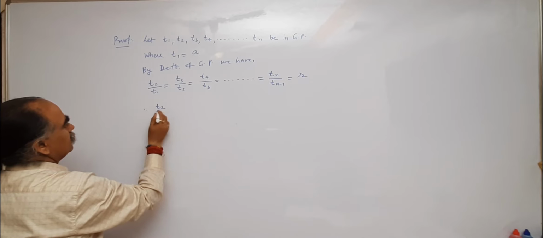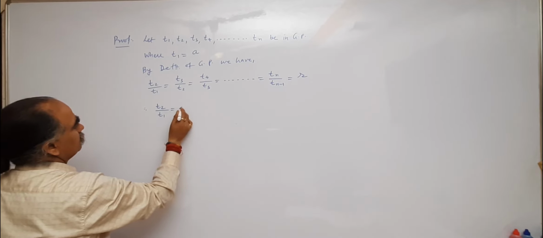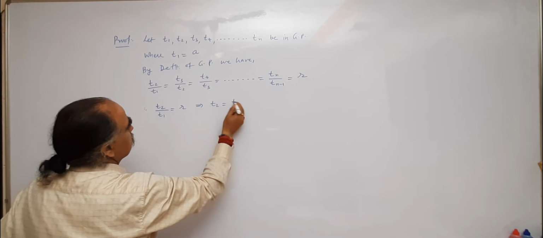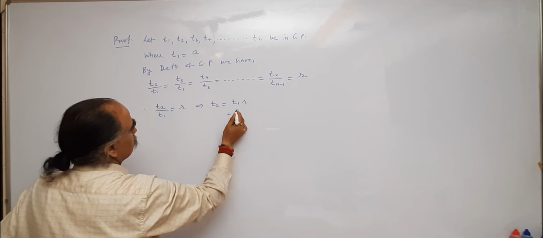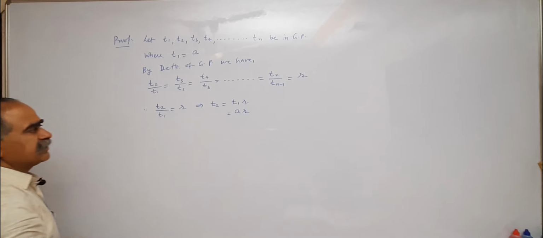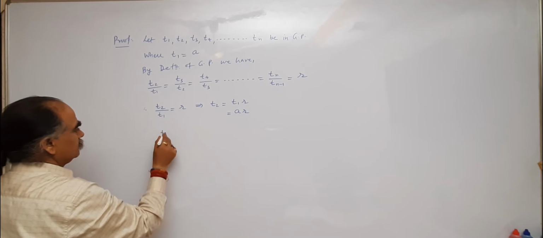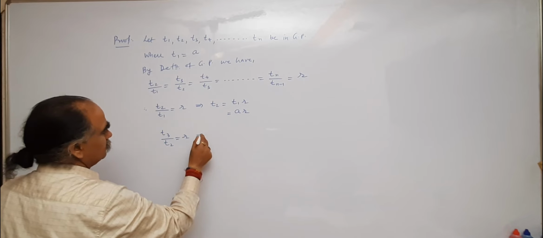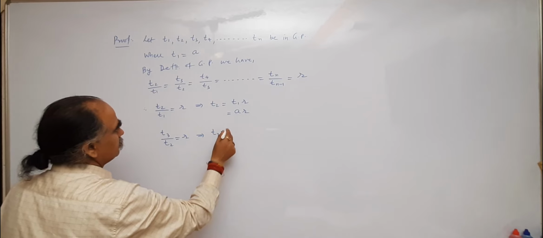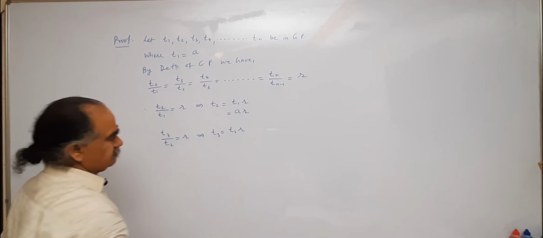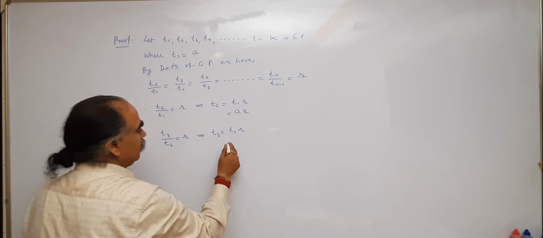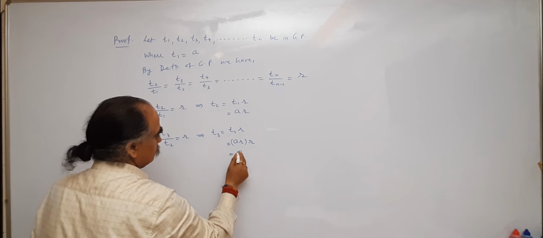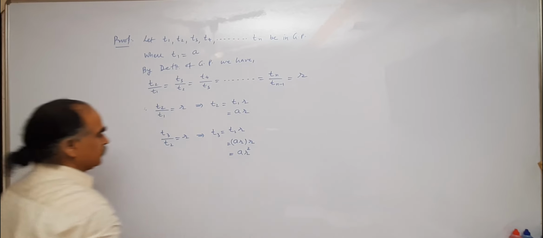Therefore, T2 upon T1 is equal to R. So this implies T2 is what? T1R, and T1 is A, so AR. T3 upon T2 is what? R. So this implies T3 is what? T2R. And T2 is what? AR into R, AR square.